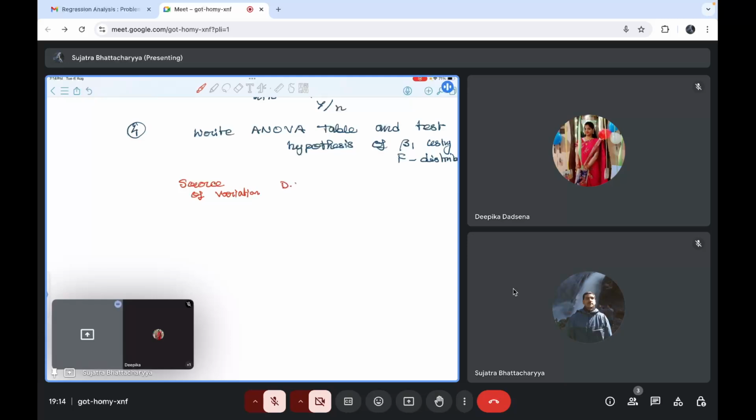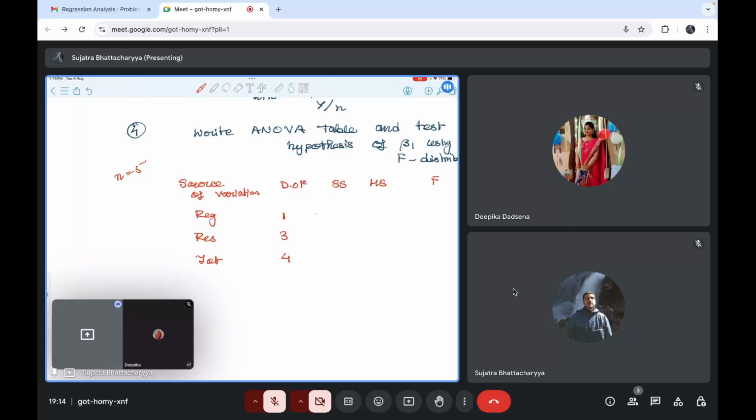Okay, degrees of freedom. This is SS, this is MS, and finally F. So this is the regression, I'm writing short form now, residual and total. Degrees of freedom we already calculated. This is n minus 2, so in our case it is 5, right? So 5 minus 2 is 3. This is 4, 3 plus 1 is 4.